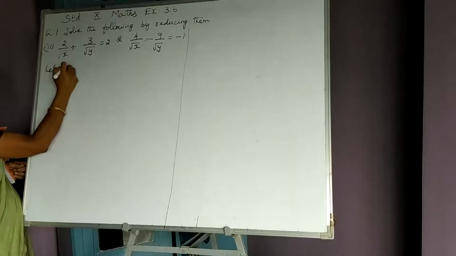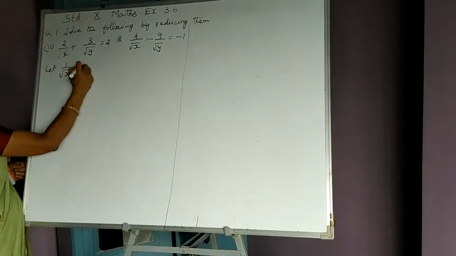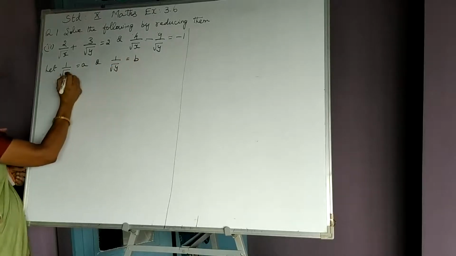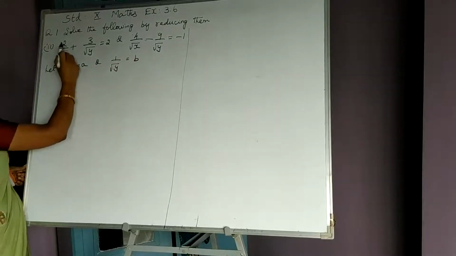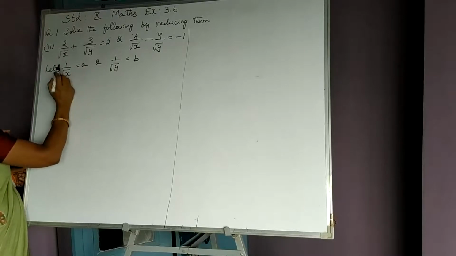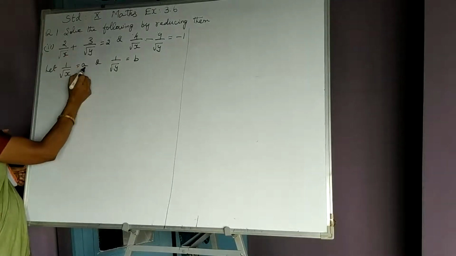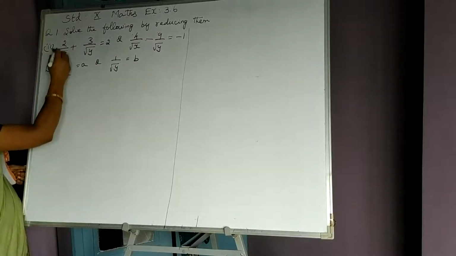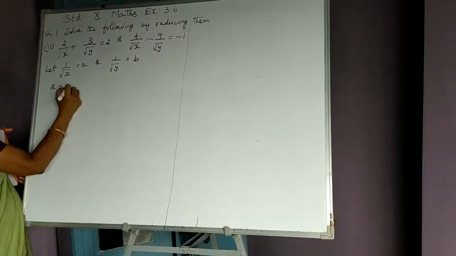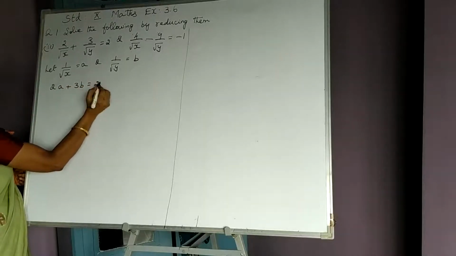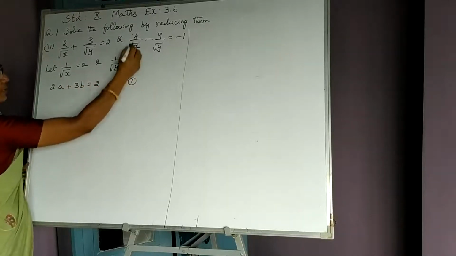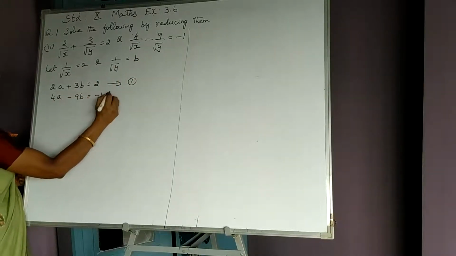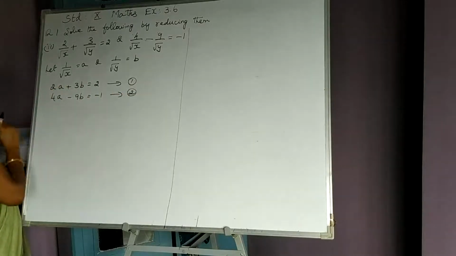So the substitution is, let 1 upon root x equal to a and 1 upon root y equal to b. As I told you earlier, numbers will remain in the same place. Only 1 upon root x is going to become a and 1 upon root y is going to become b. Therefore, the equation reduces to 2a plus 3b equal to 2 is our first equation, and the second equation is 4a minus 9b equal to minus 1.